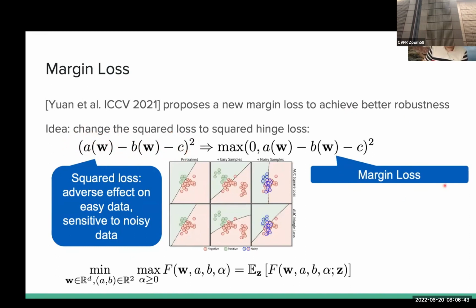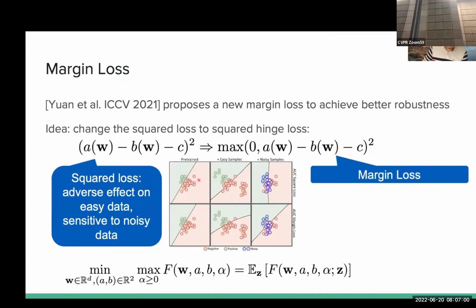So the margin-based loss proposed by Yuan et al. is actually trying to address this issue by taking a max before taking the square. So if a(w) minus b(w) minus c is negative, then we don't suffer any loss. So this loss is more robust than the squared loss.